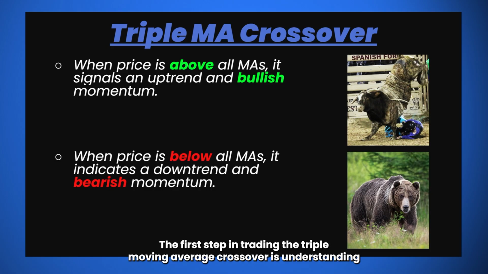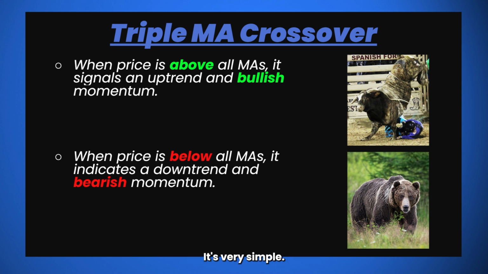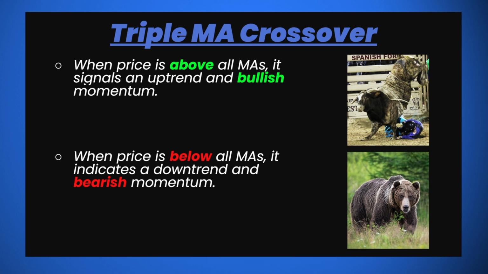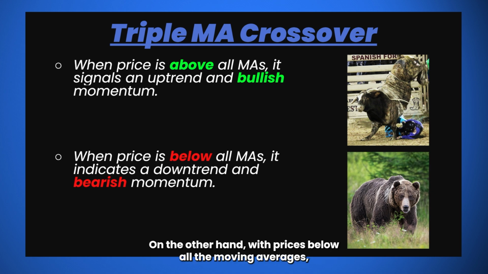The first step in trading the triple moving average crossover is understanding how to interpret crossovers. It's very simple. When price is above all the moving averages, it signals an uptrend is present and there's bullish momentum in the market. On the other hand, when price is below all the moving averages, it indicates a downtrend and bearish momentum is present in the market.